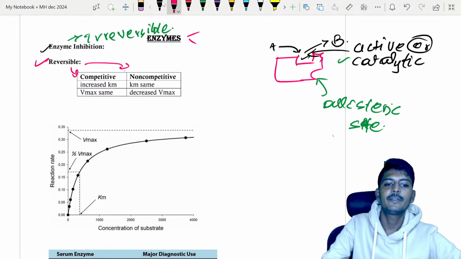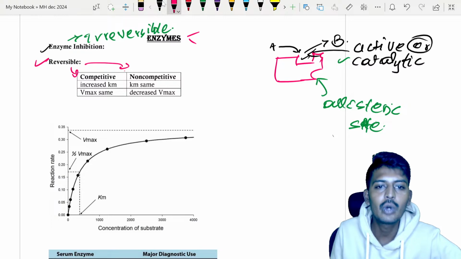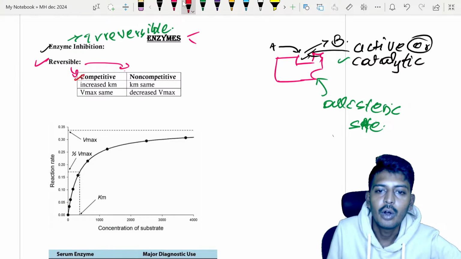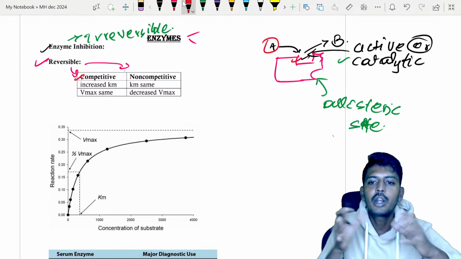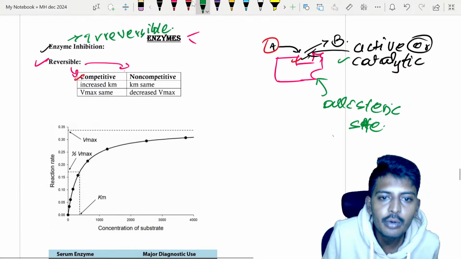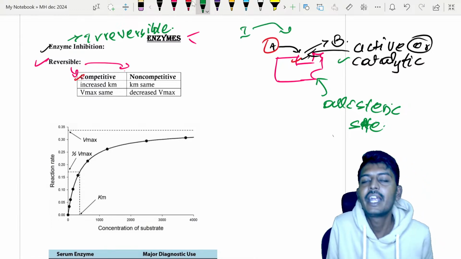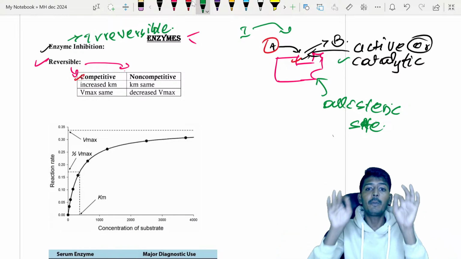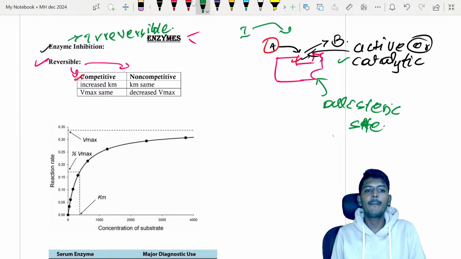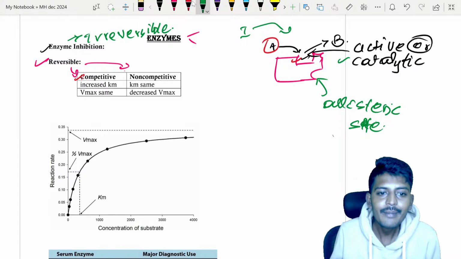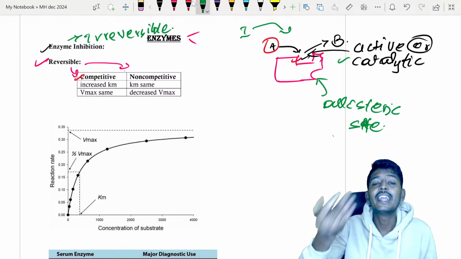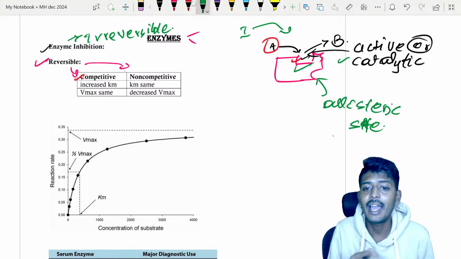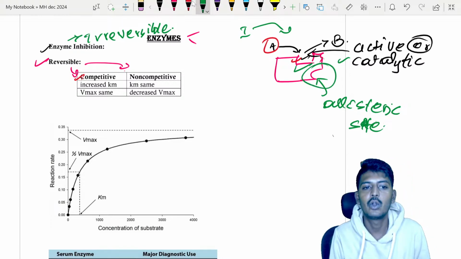Let's look at competitive versus non-competitive. In competitive inhibition, there is a substance which wants to bind to the active site, and the inhibitor is also trying to bind to the same site. There is an enzyme and two substances, both trying to bind to the same site. We call it competitive inhibition. While in non-competitive, the inhibitor binds to another site, not the catalytic site, so there is no competition; it goes and binds to the allosteric site.